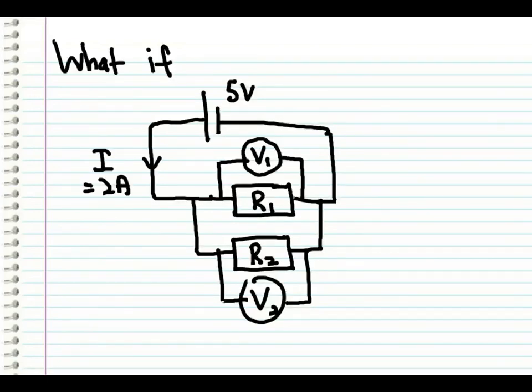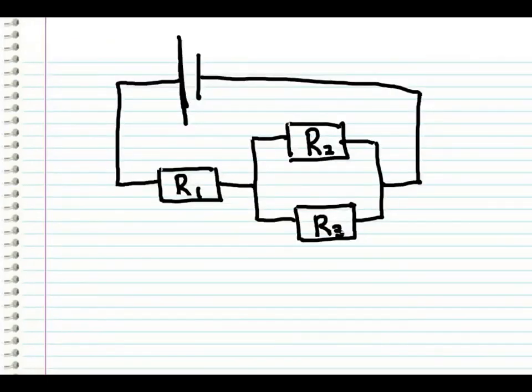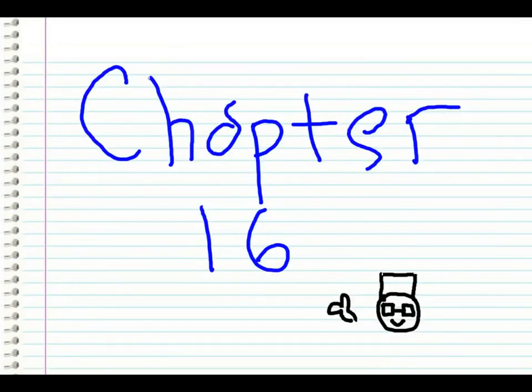What do you think? What if something like this? What is the current and the potential difference of each resistor? And this is the main aim of chapter 16, to figure out how to solve them.